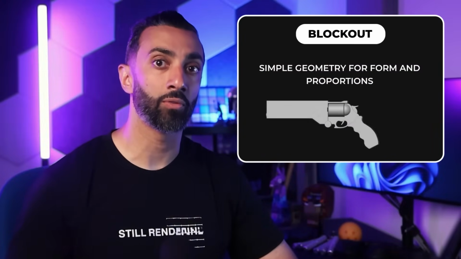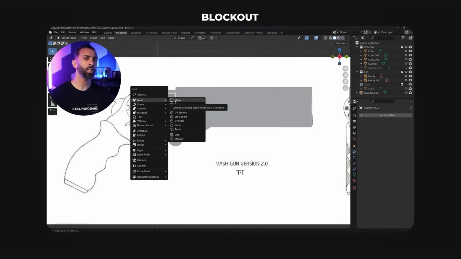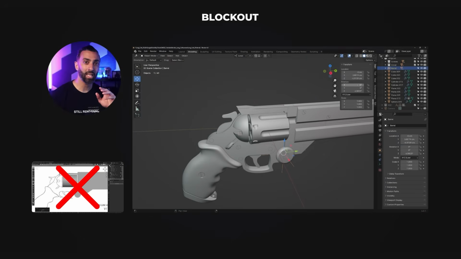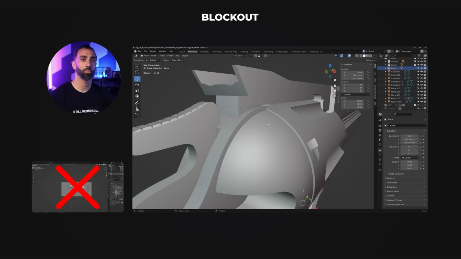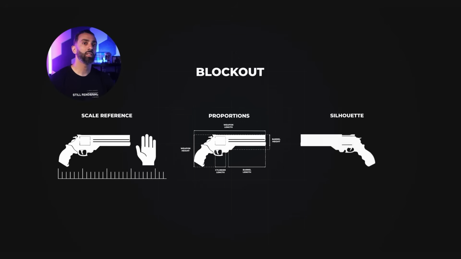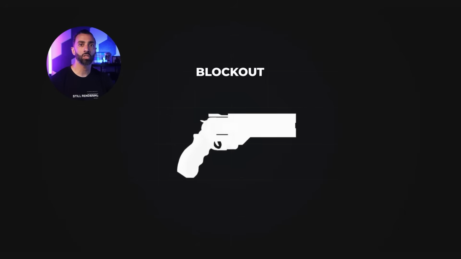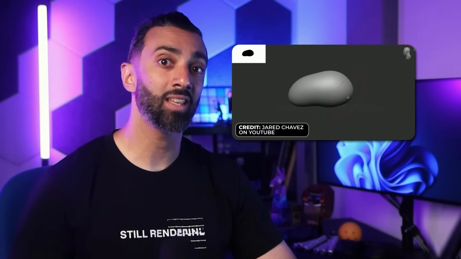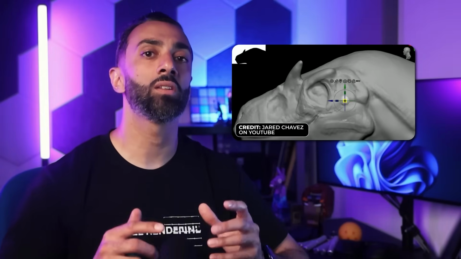Blockout. Next is the blockout. Simple geometry for form and proportions. A lot of people want to skip this part and jump straight into the detail modeling, but I cannot understate how important this step is. This is where you define scale, proportion, and the silhouette. No fine details, just making sure that the main shape reads clearly from all angles. The key thing here is that this is a stage where you can make big changes to the form without having to redo a ton of work later.